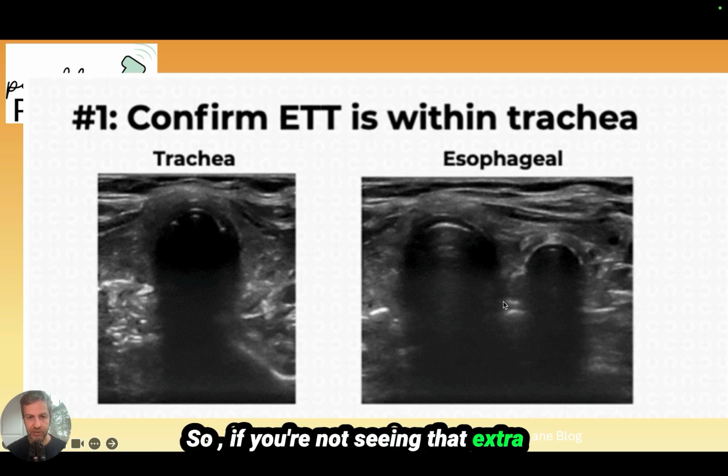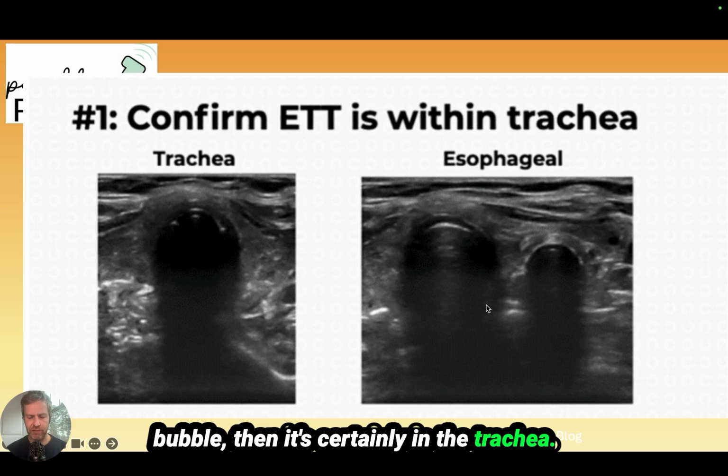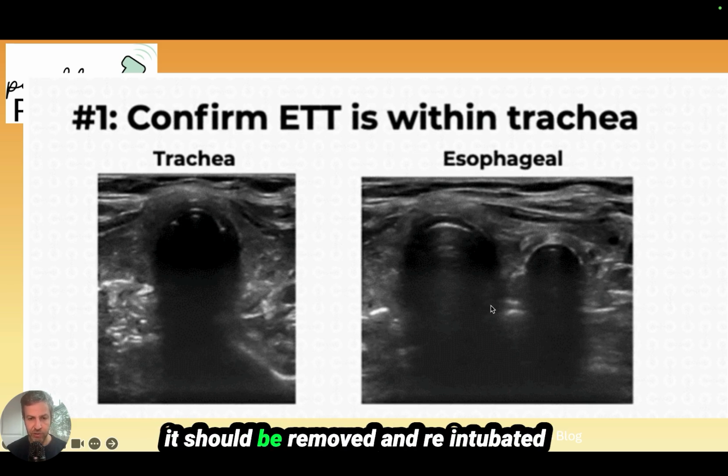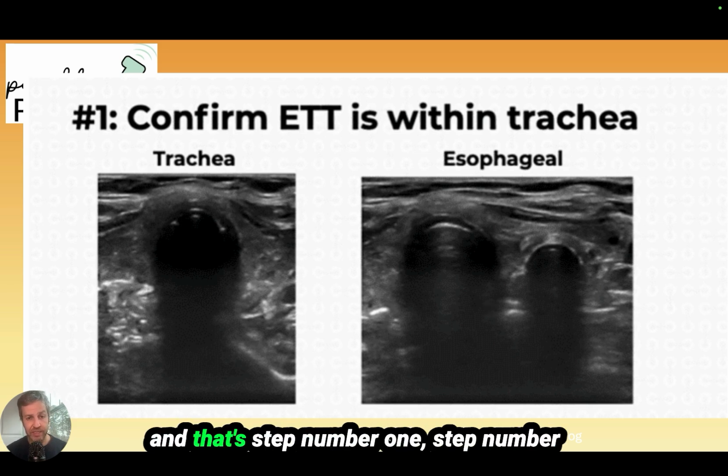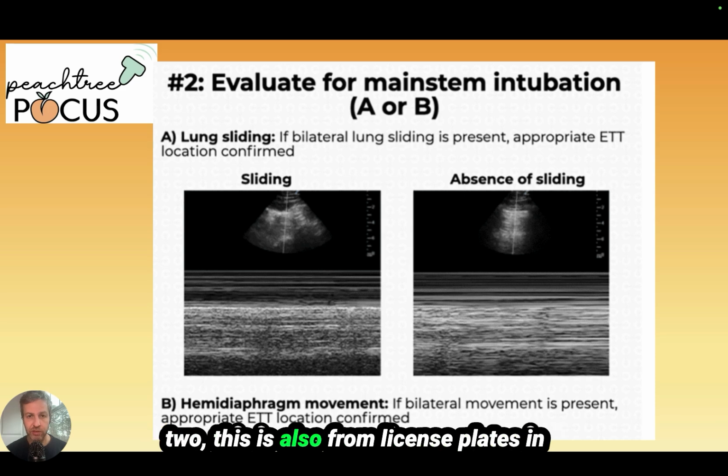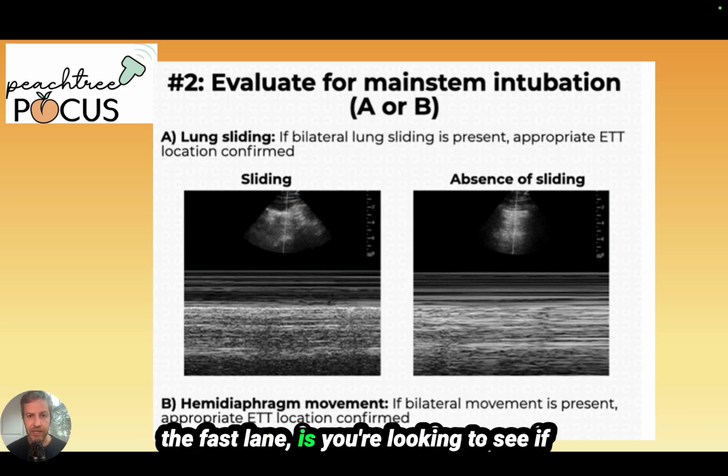So if you're not seeing that extra bubble, then it's certainly in the trachea. If you're seeing something like this, then it should be removed and reintubated. And that's step number one. Step number two, this is also from Life in the Fast Lane, is looking to see if they have a mainstem intubation or not. First you're going to look at lung sliding.